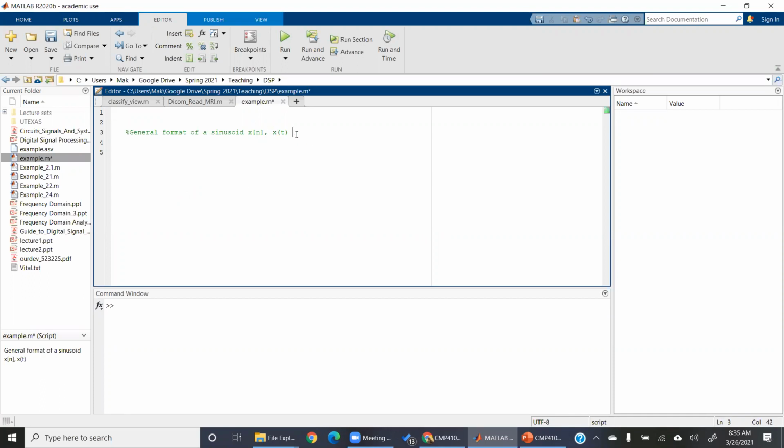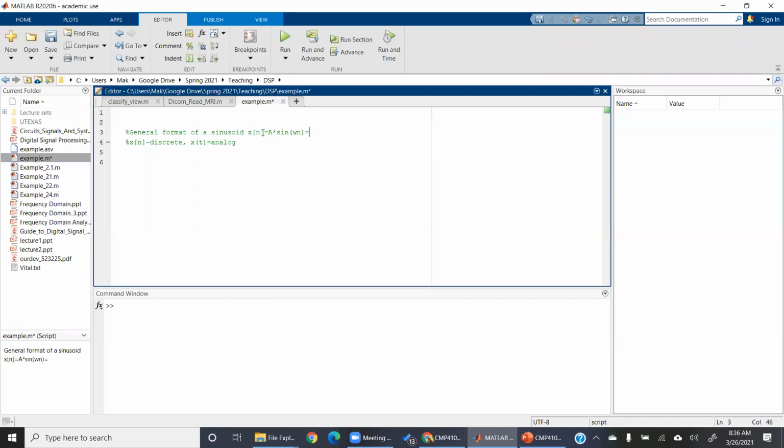So that's the convention that we shall use all through. So x[n] is discrete and x(t) is analog. So the general format of a sinusoid, let me write x[n] equal to amplitude times sine of omega n. And what is omega?